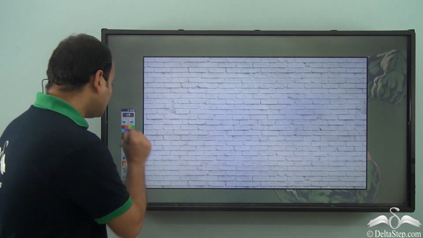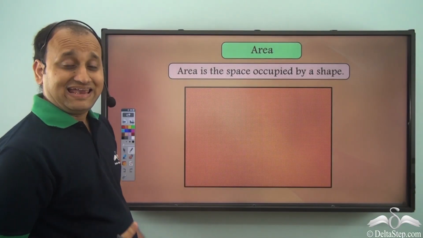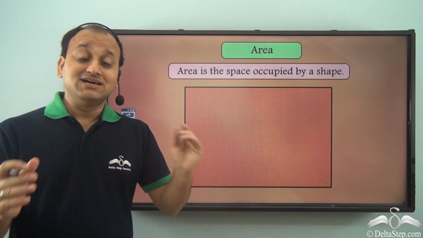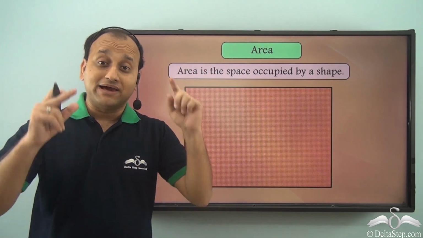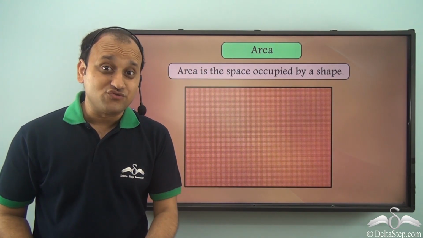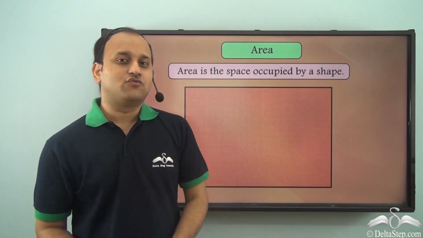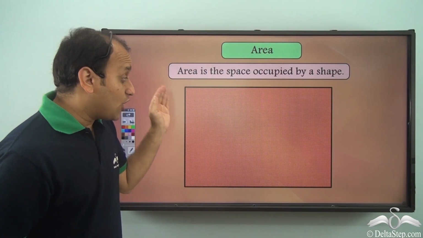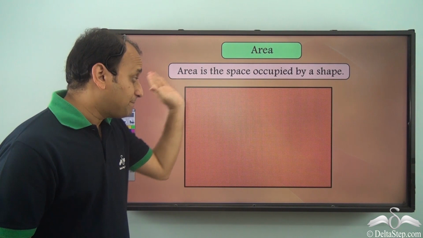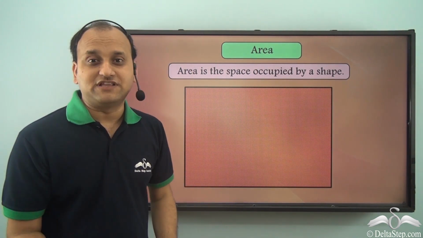Well, now in order to find the space occupied by the wall, Sam needs to find the area of the wall. So space occupied by any shape is the area of that shape.